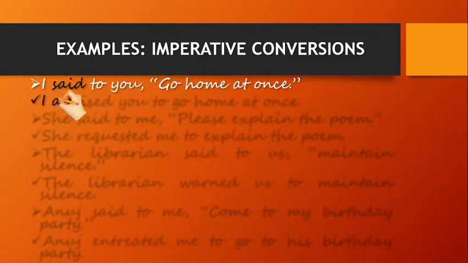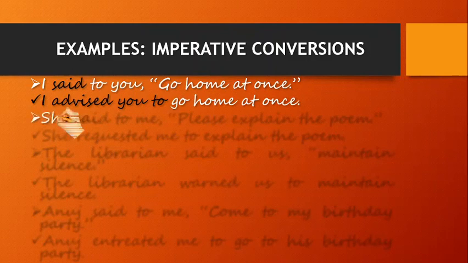So I can say, I advised you. I'm not ordering you, I'm not requesting you, I'm advising you. I advised you to go home at once. So you see, a verb of advice, advised itself, then the object you, which remains the same in subject and object form. So you, then the infinitive construction to go, and then whatever is there, just as it is, home at once. So I advised you to go home at once.